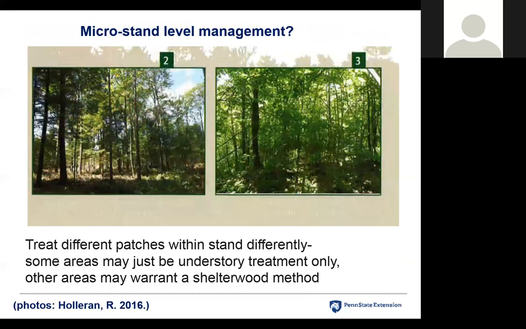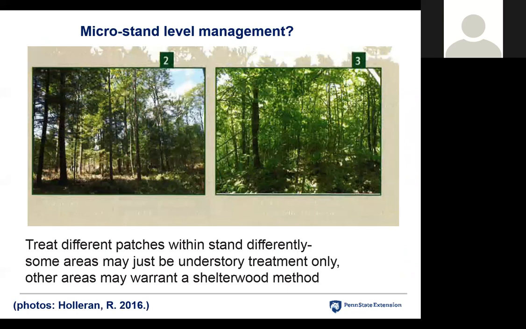And in fact, I think we're starting to see a bit of a shift in terms of thinking about what I would call more micro stand level management. So with traditional silviculture, we treat the stand entirely the same way. And as I mentioned at the beginning of the presentation, beech can be patchy in a forest. So it depends on how much of that regeneration is coming from root suckers versus seedlings, and how much of that lingering mid-story beech you had in your forest. And so there's a shift to think about maybe treating those patches of beech differently.